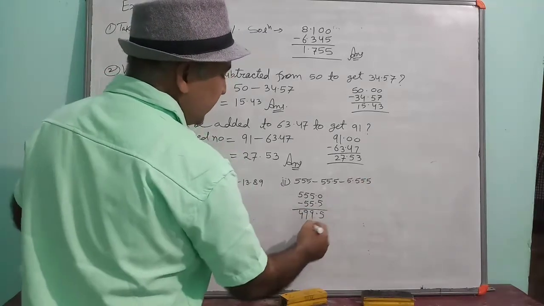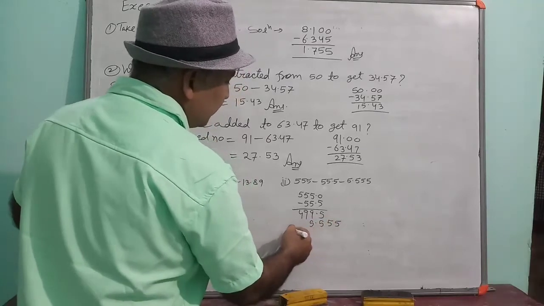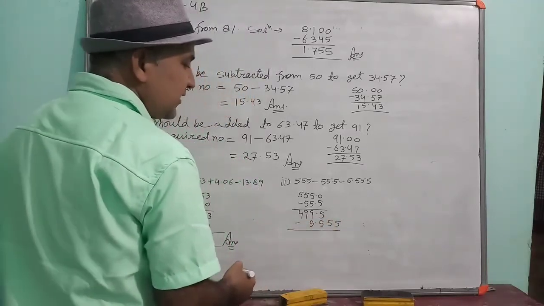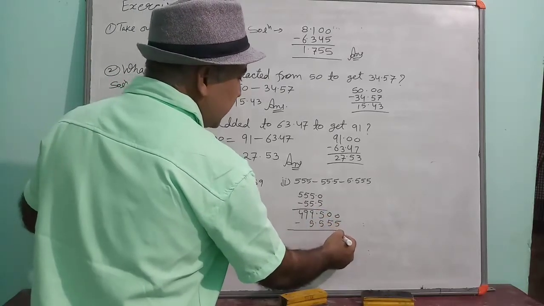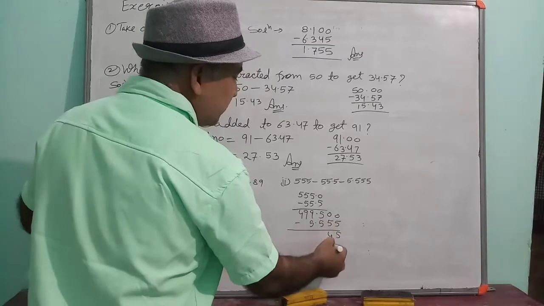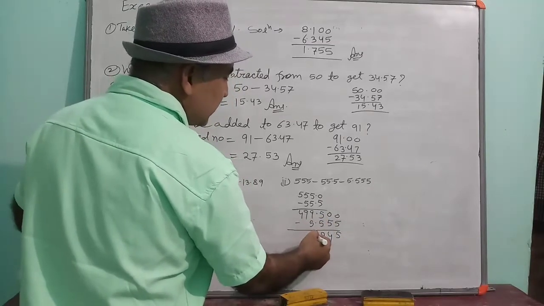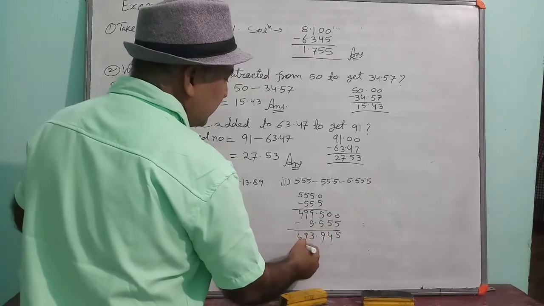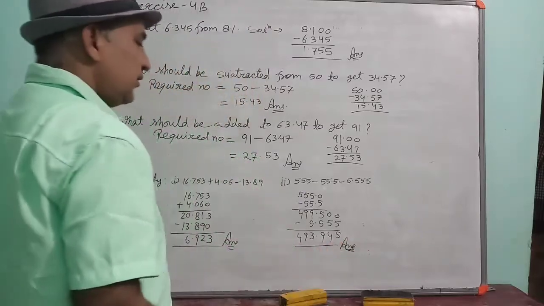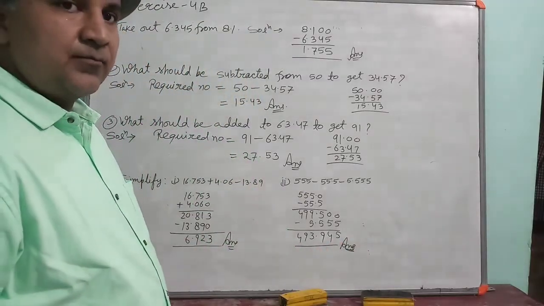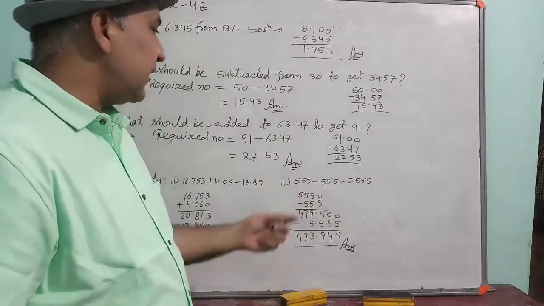From this number subtract that one, 5.555. Again you will convert it into like decimals. Increase 0 from your side. 10 minus 5 is 5. 9 minus 5 is 4. 14 minus 5 is 9. 8 minus 5 is 3. 9 and 4. 493.945. This is the answer when you are subtracting one by one. One more method is there.